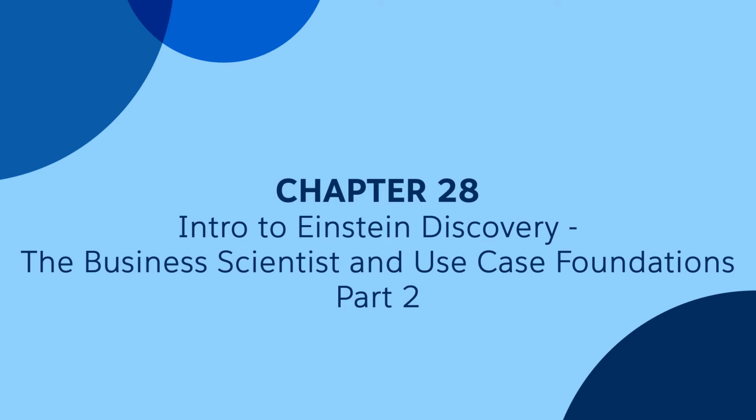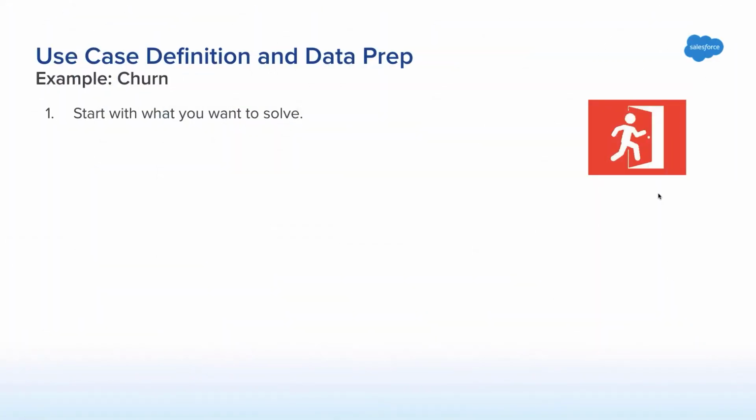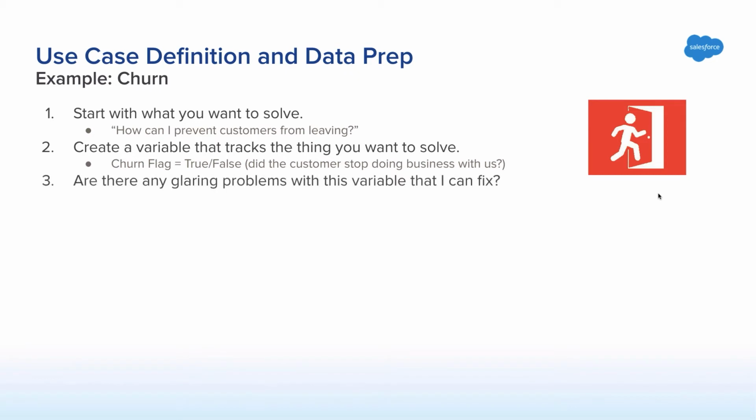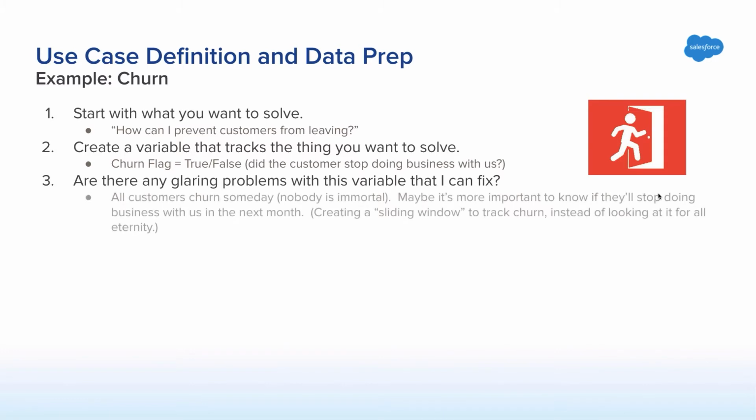So let's take an example, the customer churn here. What we're trying to solve: how can I prevent customers from leaving? Create a variable, well, churn flag, true or false. Did the customer stop doing business or not? Are there glaring problems? Yes, I mentioned the churn flag. I mean, every customer is going to churn, eventually.